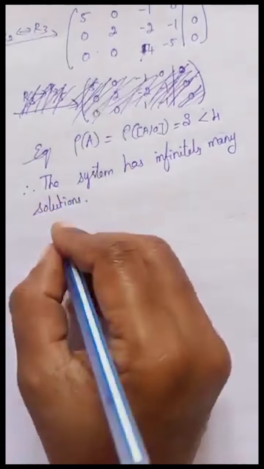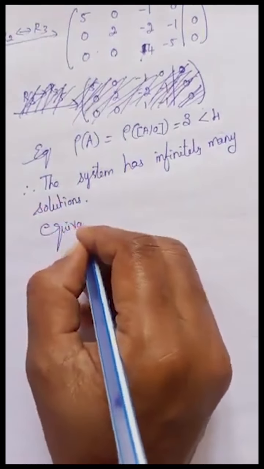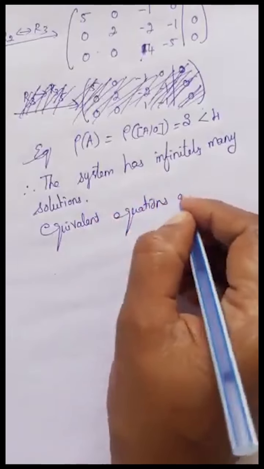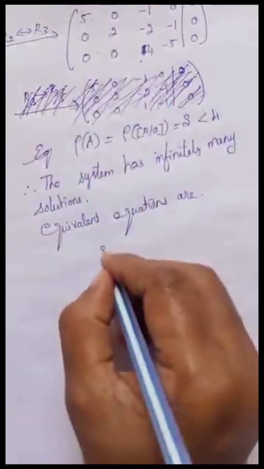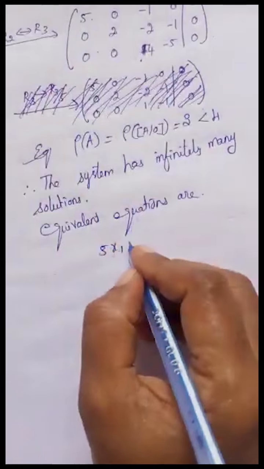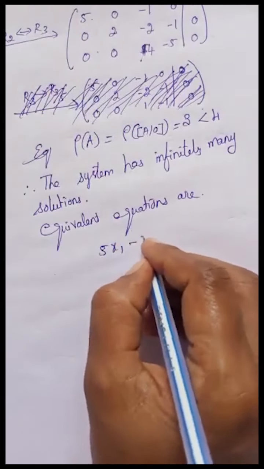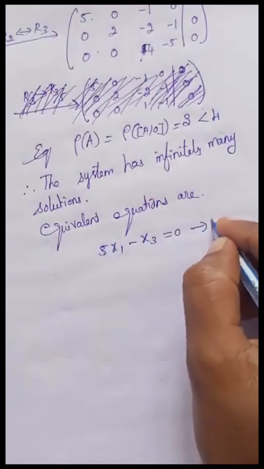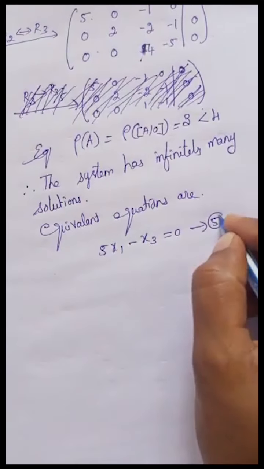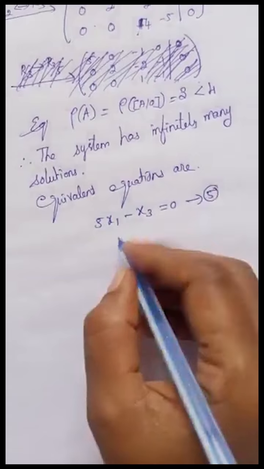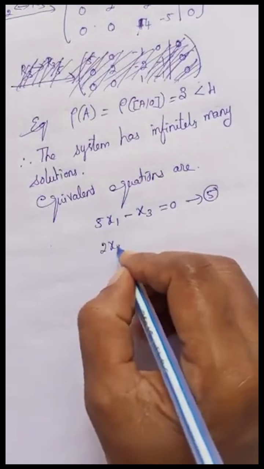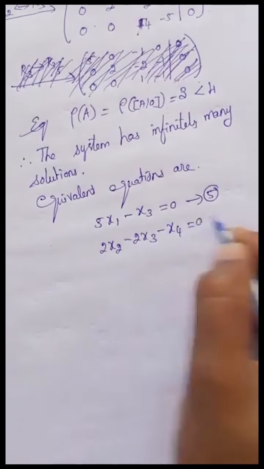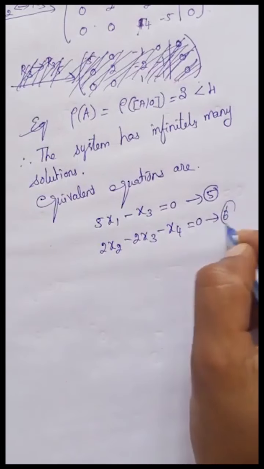So anyway, first we can write the equivalent equations. The first one: 5x1, x2 is not there, minus x3 is equal to 0. This is a new equation. Already up to equation 4 is given, so I am writing it as 5. The next: 2x2 minus 2x3 minus x4 is equal to 0.